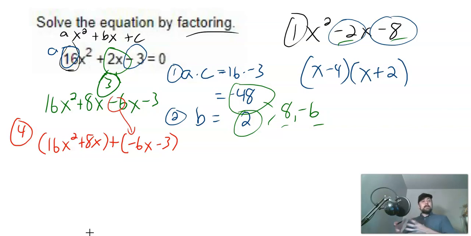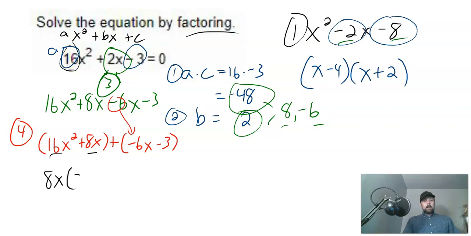So make sure the minus sign stays with the 6x, and then you put a plus sign between the two parentheses to get started, right, at the beginning. Then you do factor by grouping. Well, that's what we're doing all together, I guess. Then you factor out the common factor, right? The common factor here would be 8x.